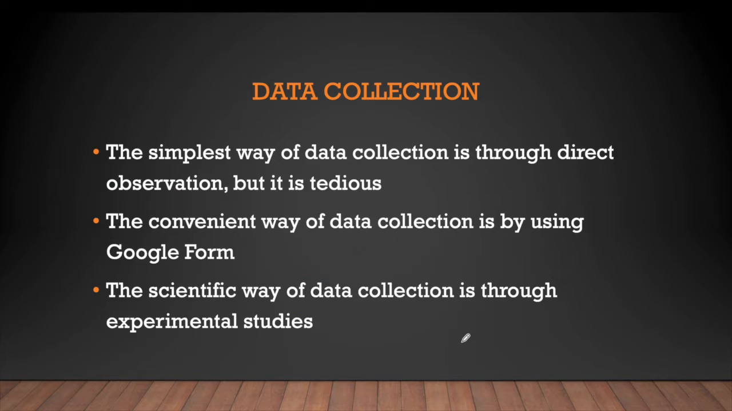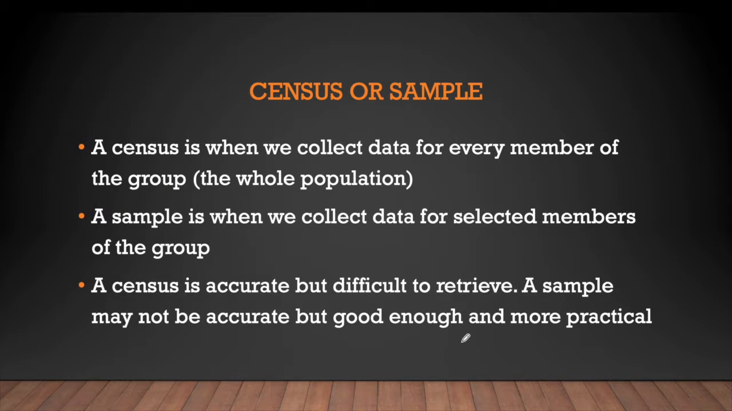Okay, let's move forward to census or sample. Okay, a census is when we collect data for every member of the population. Okay, for example, right? So it means the whole population. Meanwhile, a sample is when we collect data for only the selected members of the groups.